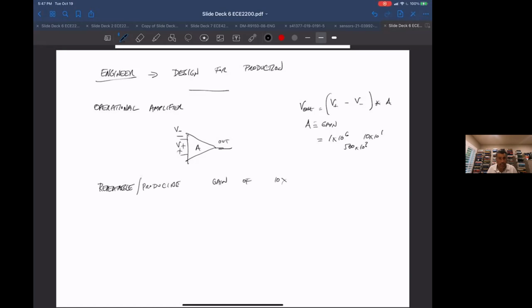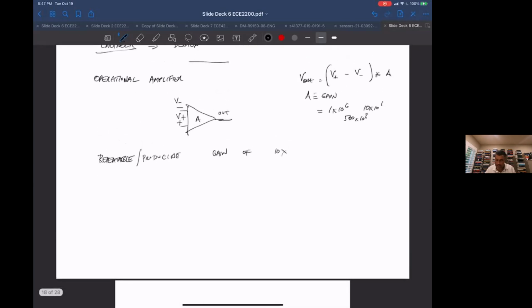Anybody want to take a crack at how I would go about doing that, or any suggestions with what you know so far? No takers. Okay, so I made this claim early on in the class that if you just have resistors and capacitors, you don't have any transistors, you can't get any gain, right? You can get an attenuation of 10x pretty repeatedly, right?